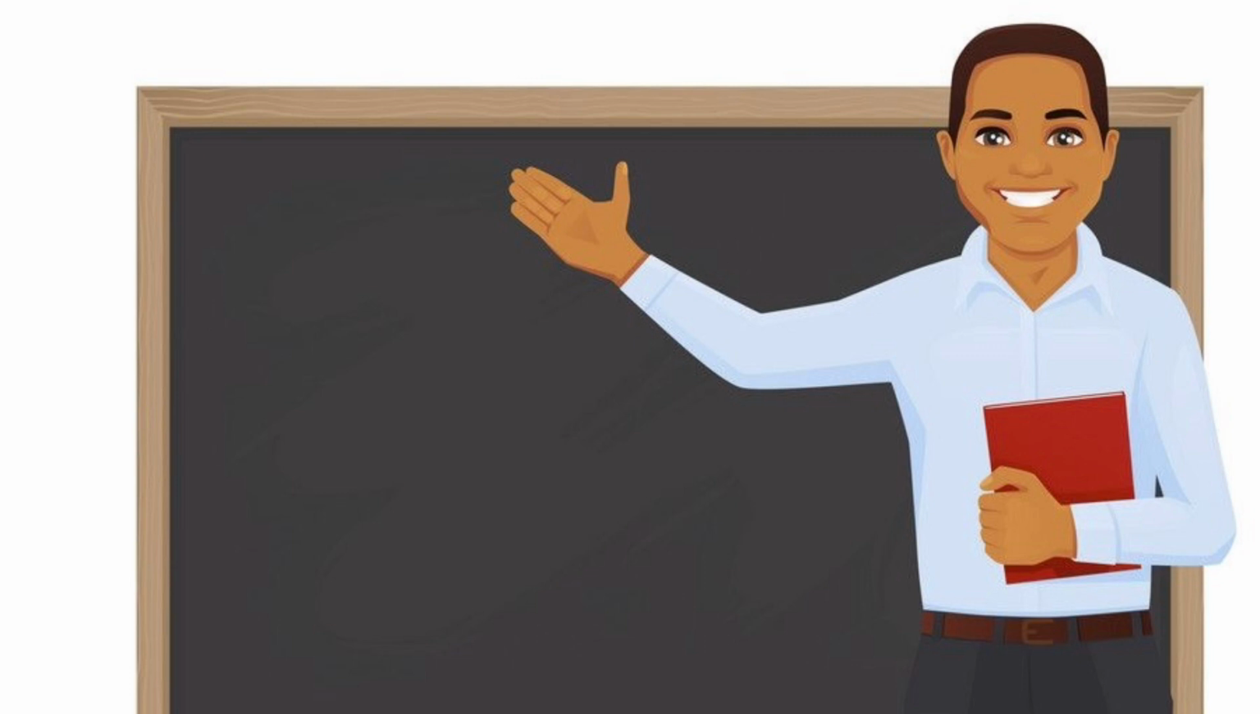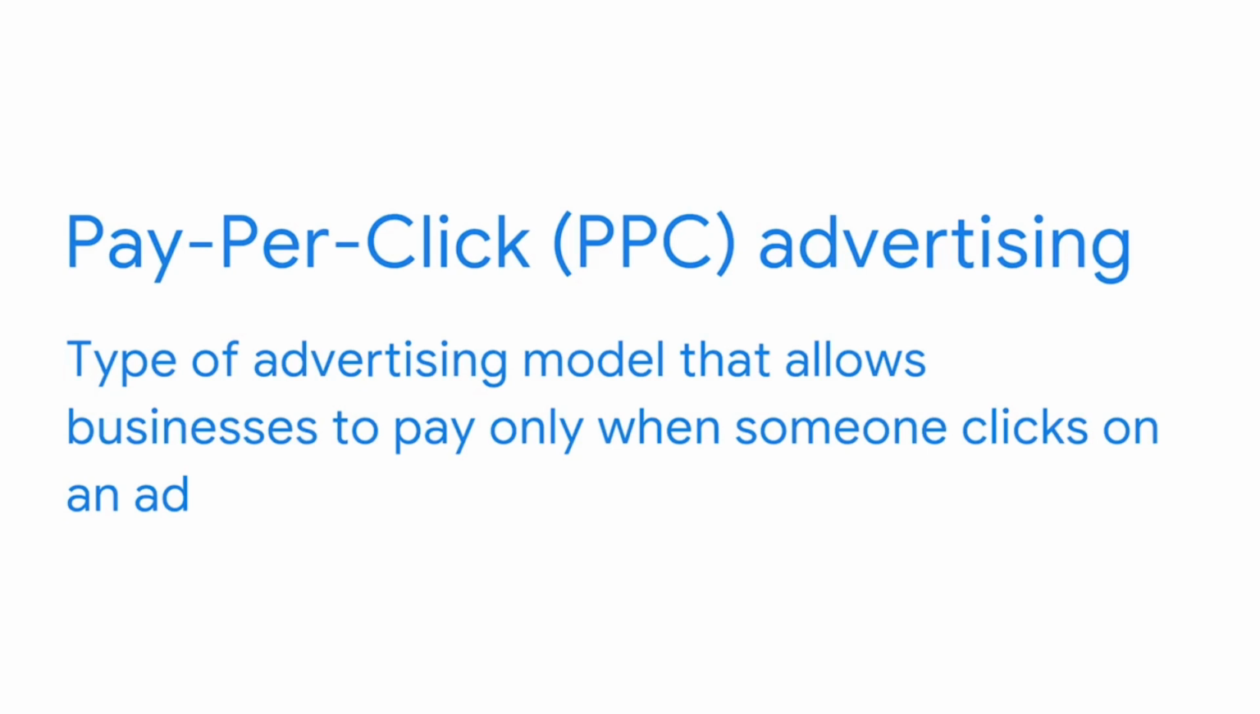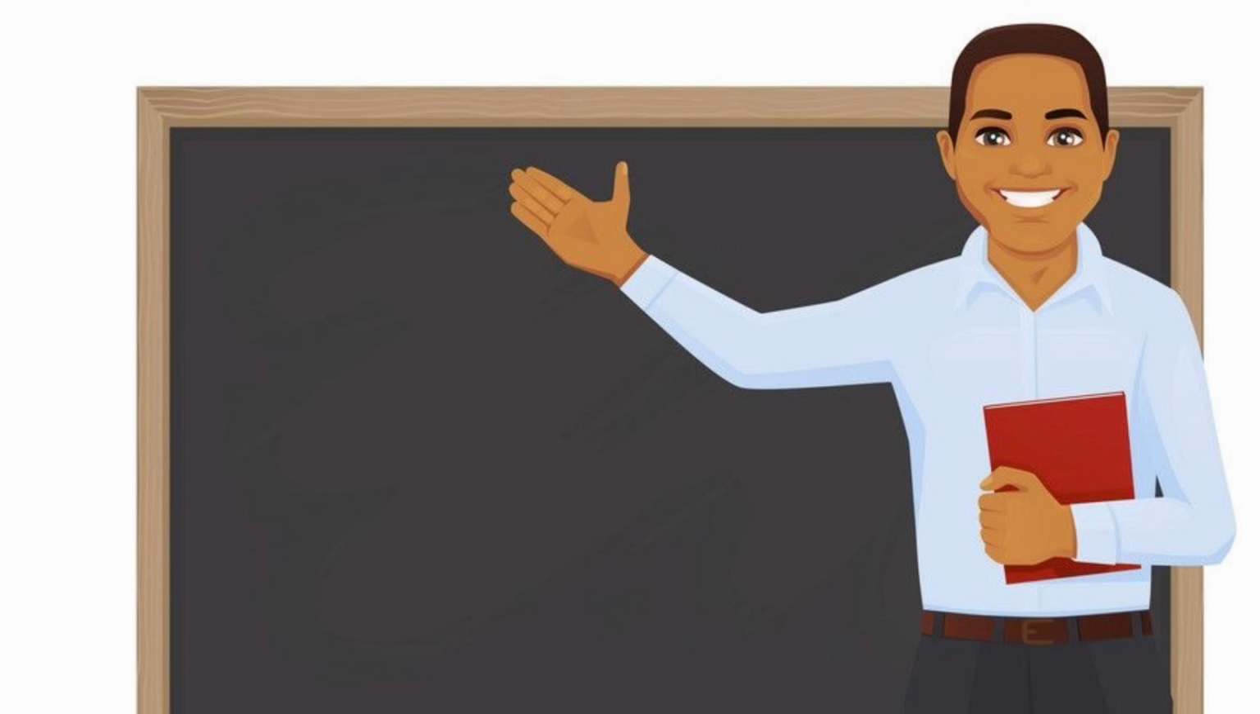Now that you have a basic understanding of how SEM works, let's talk about pay models. When doing SEM, you typically pay when someone clicks on your ad. This is called pay-per-click advertising, or PPC advertising. PPC is a type of advertising model that allows businesses to only pay when someone clicks on their ad. Besides pay-per-click, there are other types of advertising pay models. One example is to pay by how many times someone sees an ad, also called impressions.